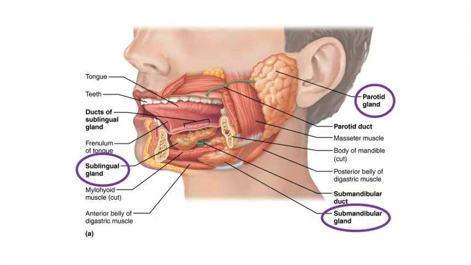In this diagram here, we see the 3 salivary glands. We see the sublingual gland located underneath the tongue, the parotid gland located just anterior to the ear near the temporal bone, and the submandibular gland located underneath the mandible bone.